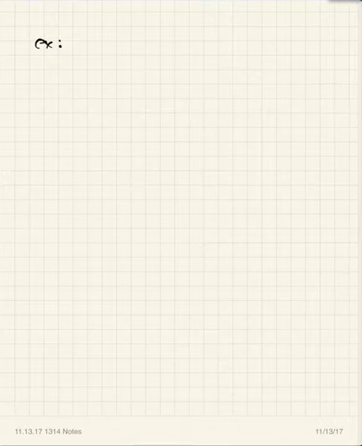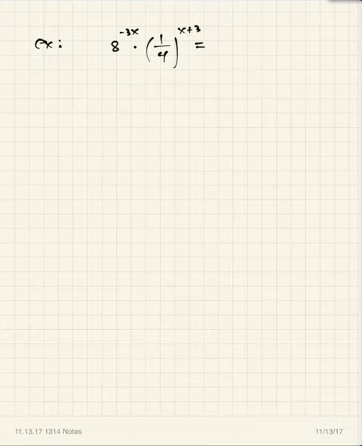Let's say we have 8 to the negative 3x times 1 over 4 raised to the x plus 3 power equals 16 to the 2x power. Now this definitely looks complicated. It's definitely an exponential equation. It's got x's in the exponents, but it looks like a mess.